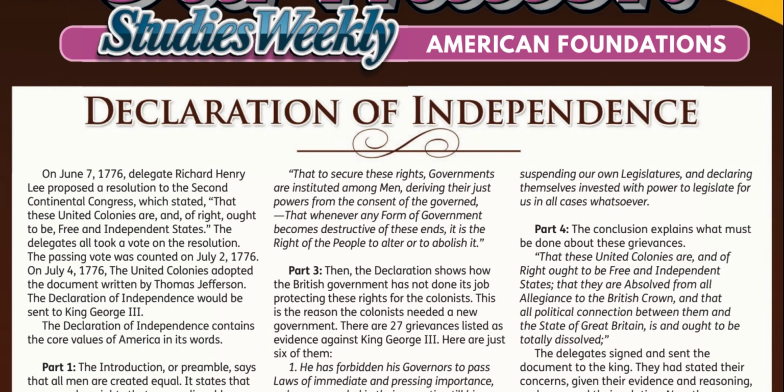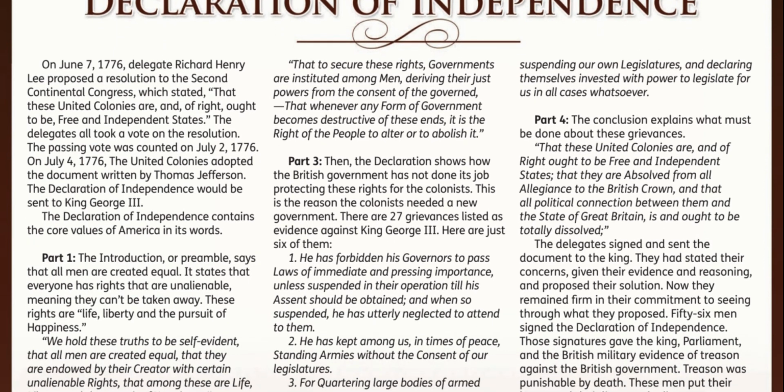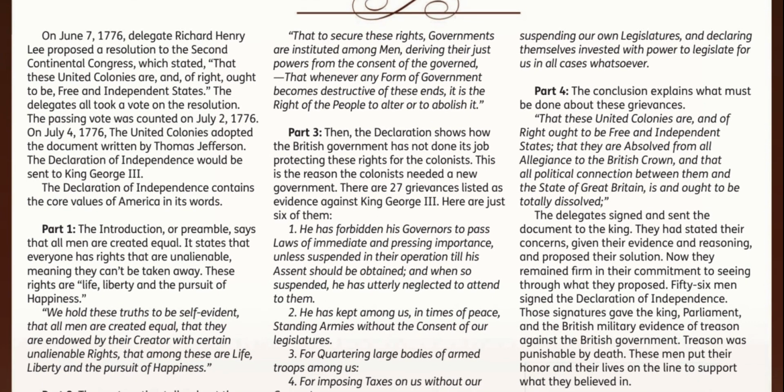On June 7, 1776, Delegate Richard Henry Lee proposed a resolution to the Second Continental Congress, which stated that these United Colonies are, and of right ought to be, free and independent states. The delegates all took a vote on the resolution. The passing vote was counted on July 2, 1776.